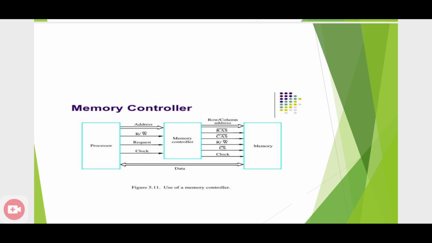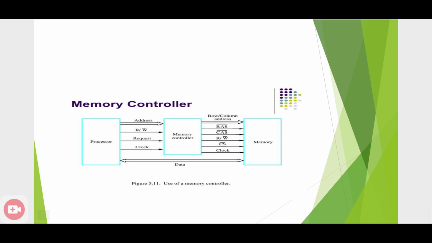Here the read/write signal and clock signal come from the processor, and the address is separated into the row address as well as the column address. So this is the use of the memory controller. That means the memory controller connects the processor with the memory. It is actually an intermediate between the processor and memory, the controller used for memory operations. Clear? So these are all about synchronous DRAM and the use of the memory controller within a system. Thank you.